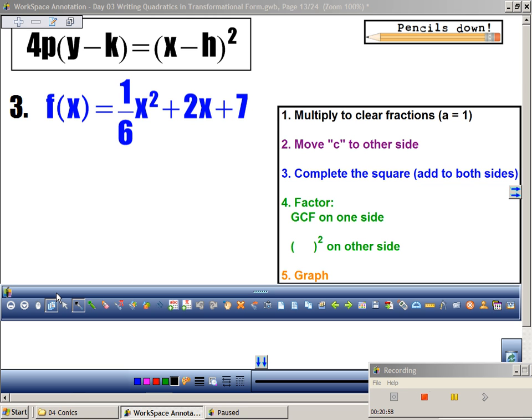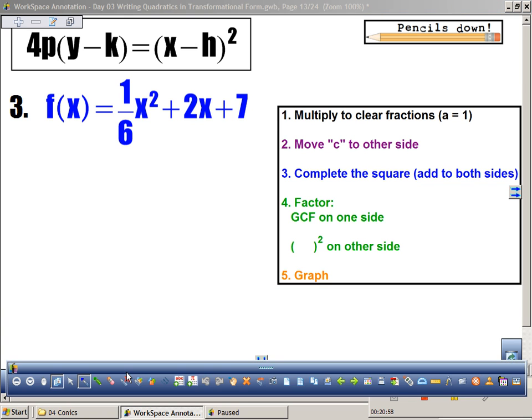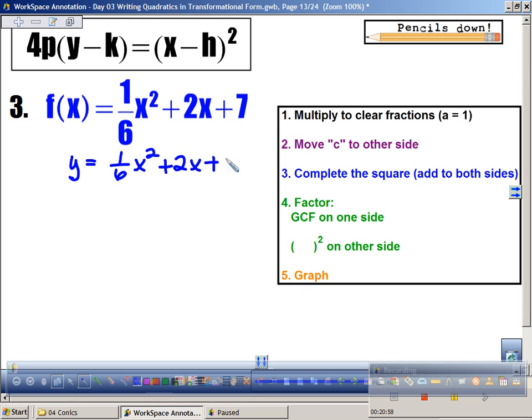Lucas, what am I going to multiply everybody by? 6. But before I do that, f of x, I'm going to call f of x y. Y equals 1/6 x squared plus 2x plus 7. Now I'm going to multiply everybody by 6. 6y equals x squared plus 12x plus 42.